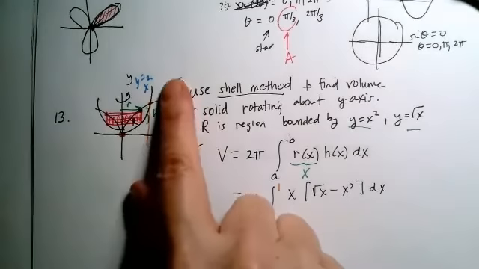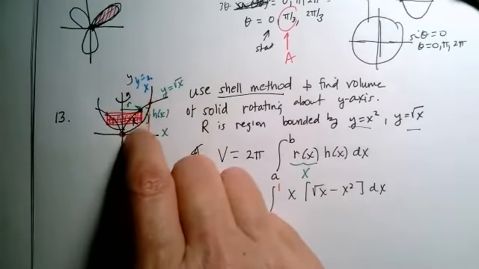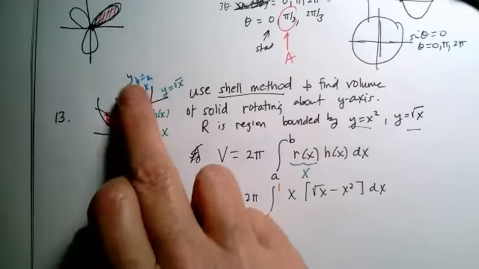All right, if you can't tell which one's upper, and I think we had a picture for this one, just plug in a number in between the intersection and see which one's higher.